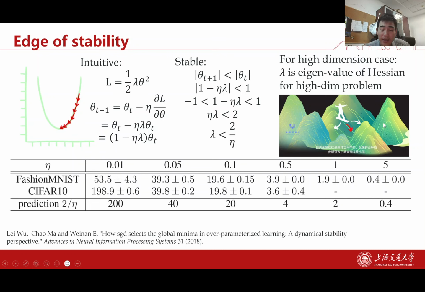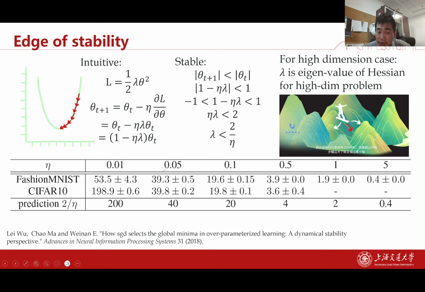Very interestingly, it seems that the training of deep neural networks likes to play at the very edge of stability. Here are several examples. You can choose different learning rates and use different datasets to run the neural networks. The predicted edge of stability is 2 over eta. Except for this very simple example, for most cases the prediction is 40, and the largest eigenvalue of the Hessian equals almost 40, equal to this 2 over eta.